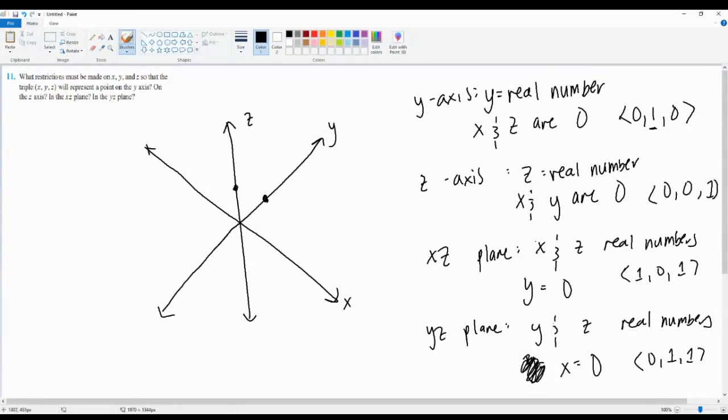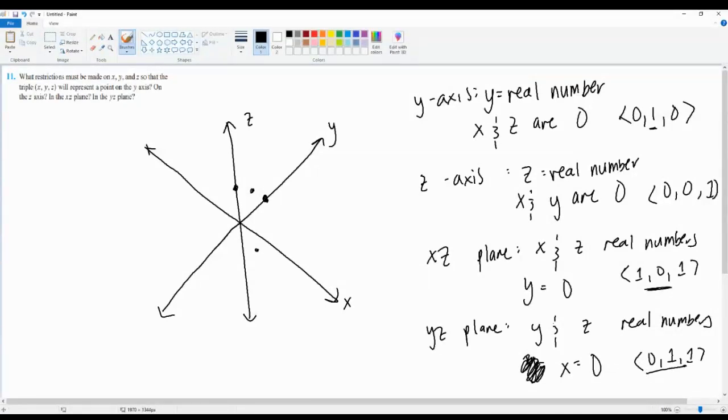For the xz-plane, x and z are real numbers, so it's going to lie in between the x and z axes, like for example over here. And since y isn't anything, it just stays 0, and there's a vector for it. And then for the yz-plane, y and z are the points with real numbers, and x is 0, and there's a vector for it.